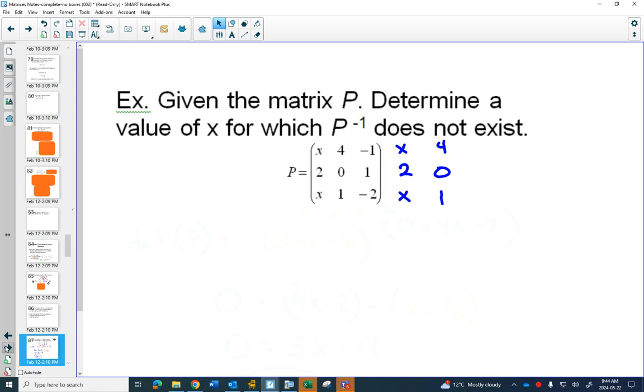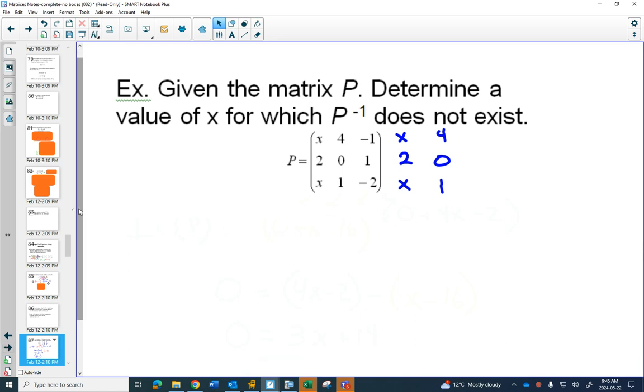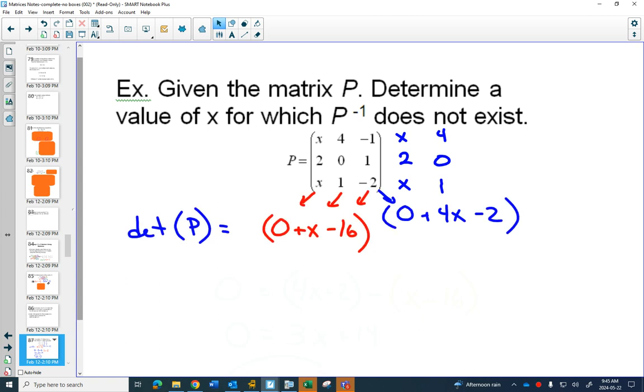So here, given this matrix P, determine the value of x for which the inverse doesn't exist. So again, we do our arrows in one direction. We would do our arrows in the other direction. See if I have hidden things here. Oh, I do. There they are.